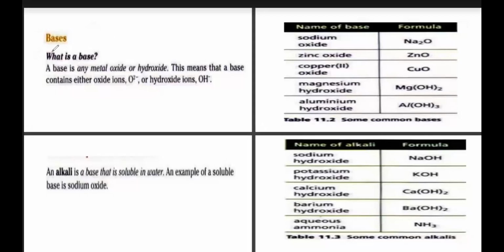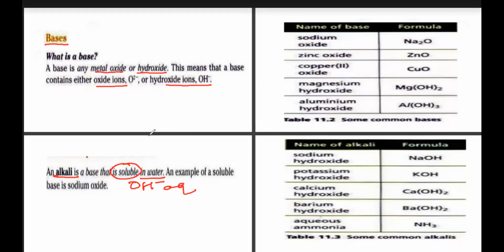So this slide also tells you what are bases and what are alkalis. Once again, let's have a recap. The bases are all the metal oxides and hydroxides. This means that the bases contain either the oxide ions or the hydroxide ion, whereas the alkalis, this is something which needs to be focused on, are soluble in water and they give you OH negative in aqueous solution.